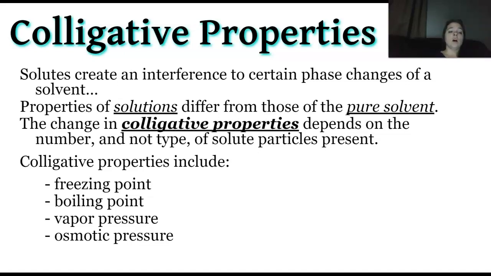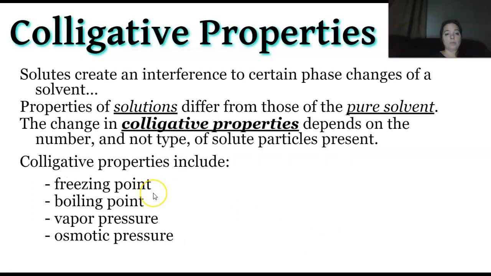The change in colligative properties depends on the number, not the type, of solute particles present. So I'm not necessarily looking at covalent versus ionic. I'm looking at how many particles are actually combined in the solvent, in the solution. So what do these properties involve? Freezing point, boiling point, vapor pressure, osmotic pressure. We're not really going to look too much at osmotic pressure, so don't worry too much about that.